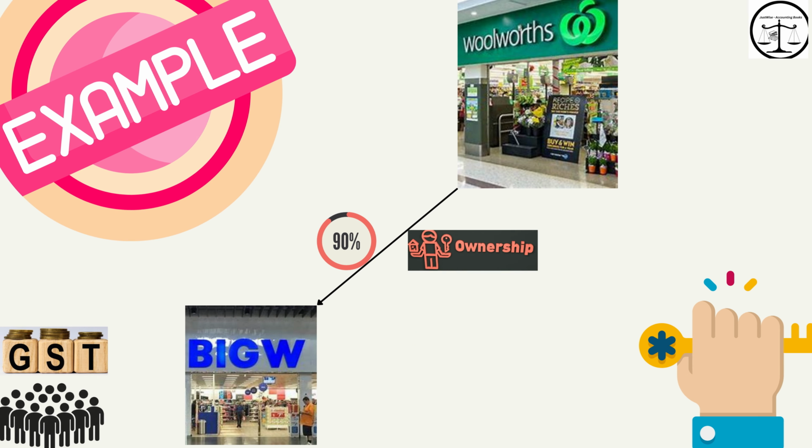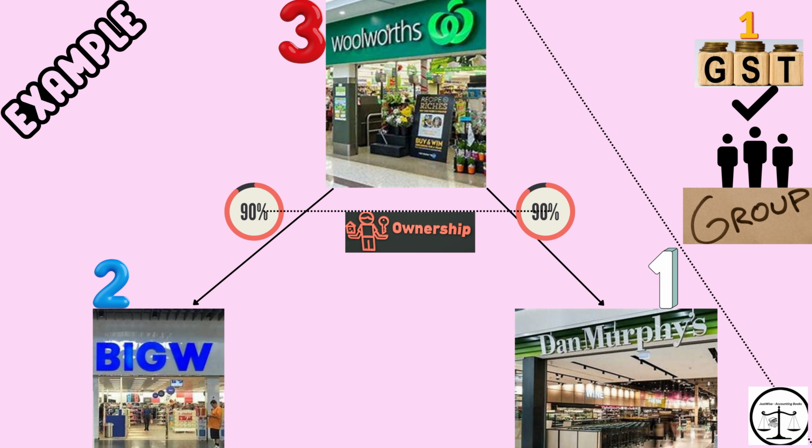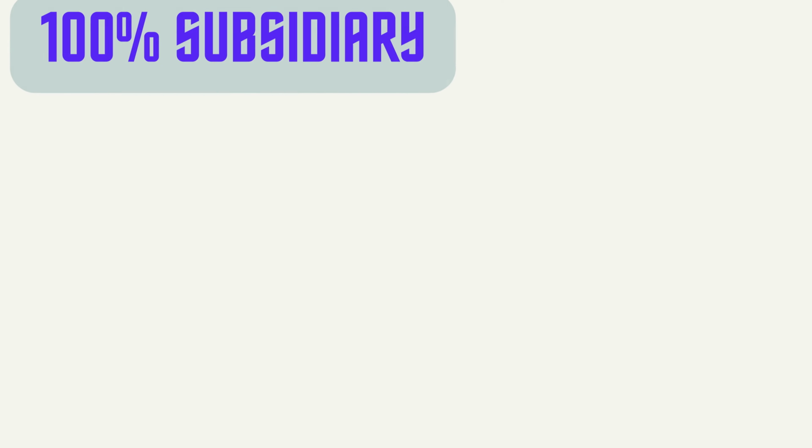We will try to understand 90% owned group with the help of an illustrative example. For example, if Woolworths has a 90% stake in Big W, for GST purposes, this is considered a GST Group. Both companies will be viewed as one group for GST purposes. Or if Woolworths has a 90% stake in Big W and a 90% stake in Dan Murphy's, for GST purposes, this is considered a 90% owned group. Word number 2.